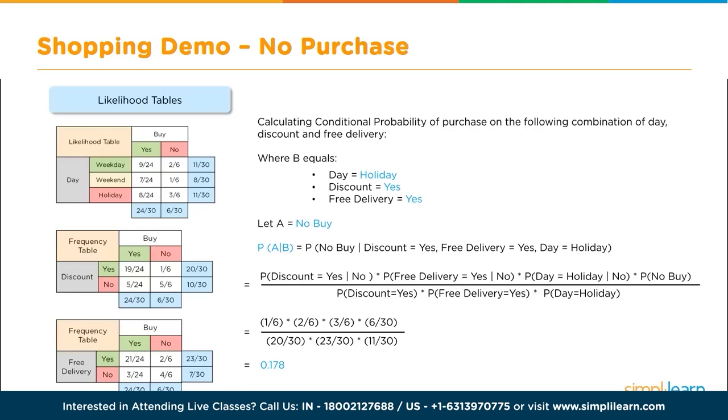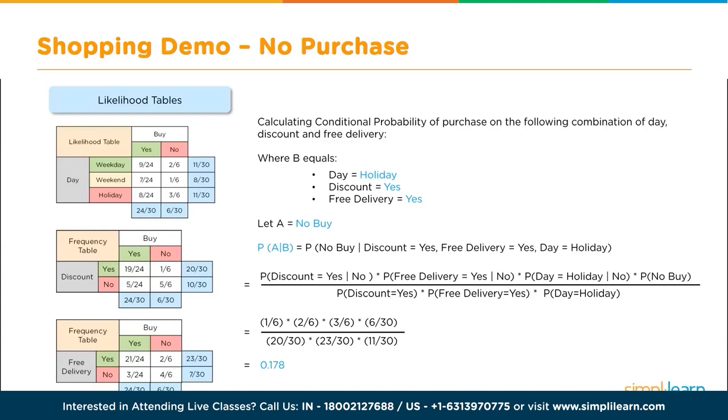Those are our three probabilities of A if B multiplied out. And then that has to be multiplied by the probability of a no purchase. And remember, the probability of a no buy is across all the data. So that's where we get the 6 out of 30. We divide that out by the probability of each category over the total number.